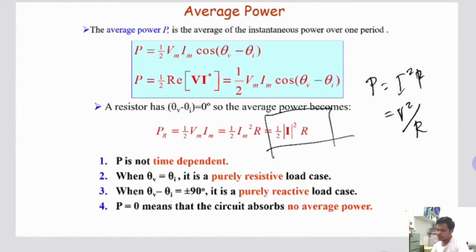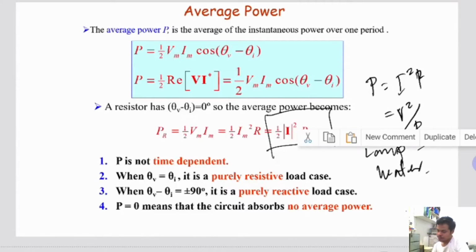For the purely resistive load case, examples are usually our lamp or heaters. And when the angle of your voltage minus the angle of your current is equal to positive or negative 90 degrees, that load is what we call a purely reactive load case.